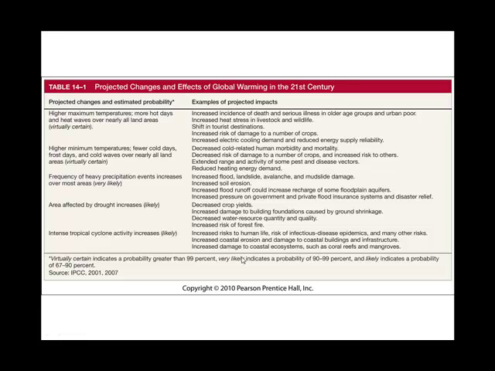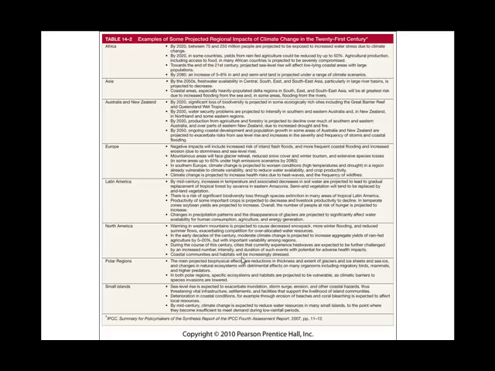To kind of sum things up, I'm not going to spend a lot of time on these next two tables, but this one is showing you in general what we can expect with global warming, and it's not good. And then this one is showing you by region how they will be specifically impacted by global warming. So I encourage you to take a look at Table 14.1 and Table 14.2.